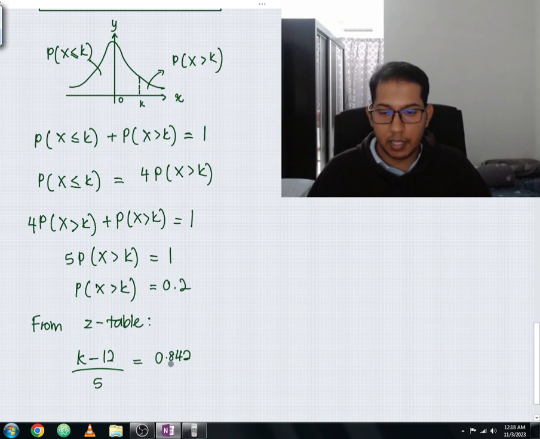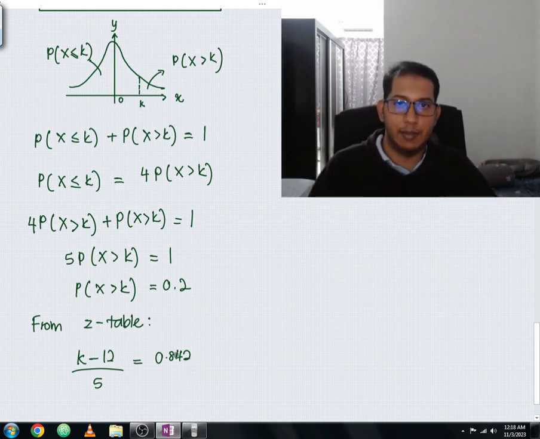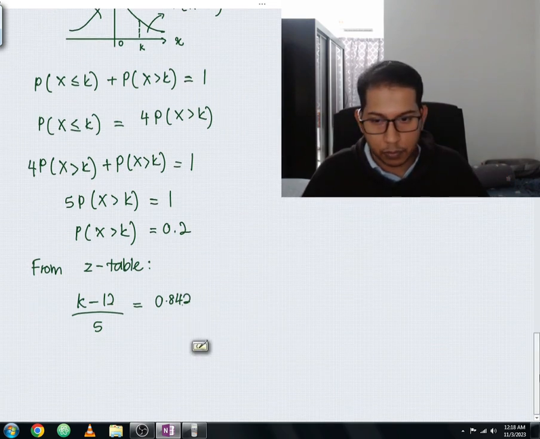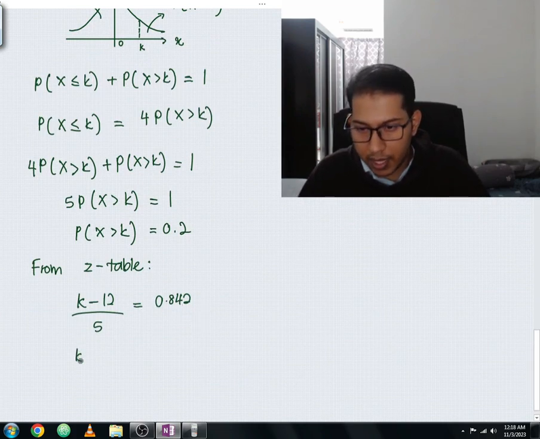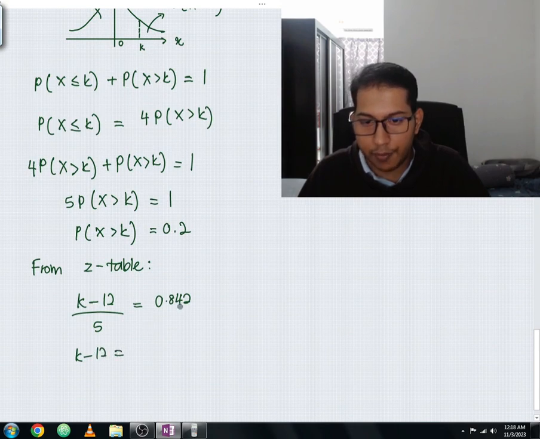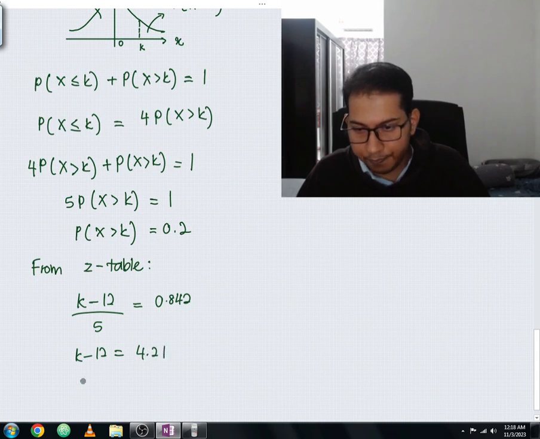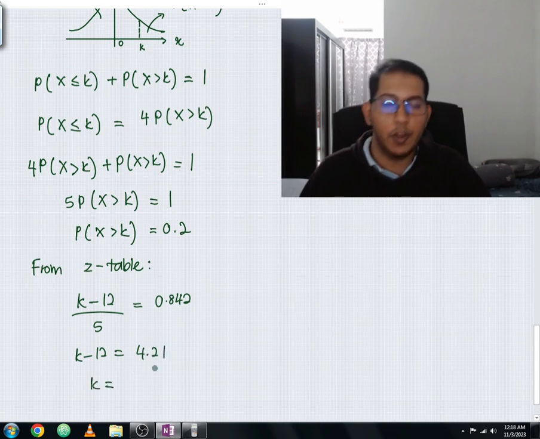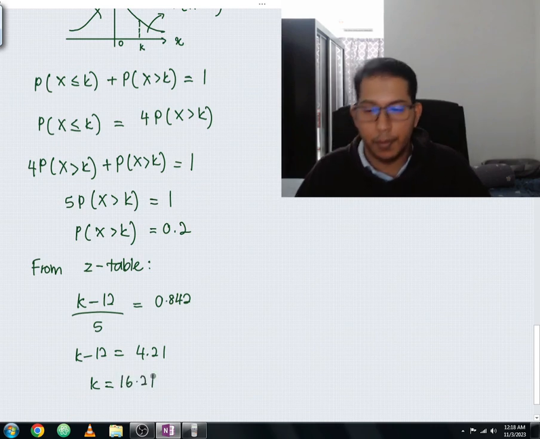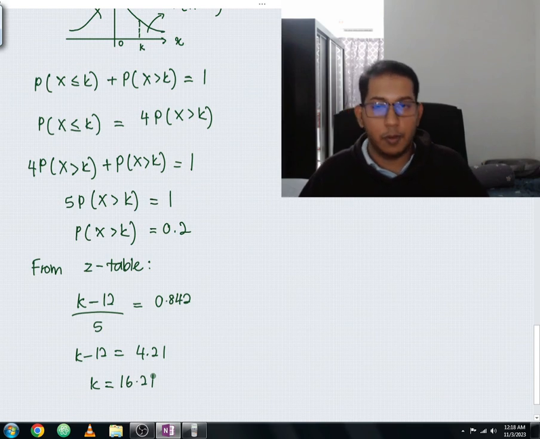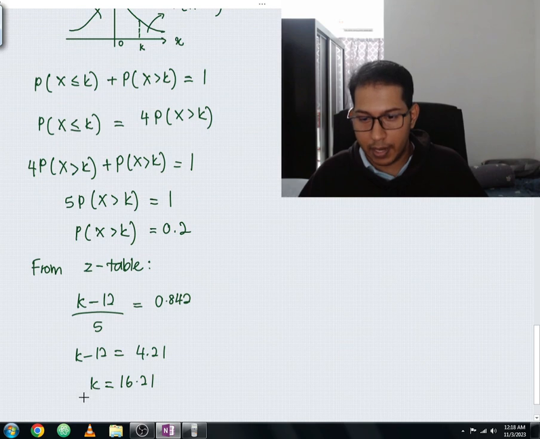Okay guys, this value for your information we get from the Z table. So k minus 12 divided by 5 is equal to 0.842. So k minus 12 is equal to 0.842 times 5, which gives 4.21. To get k, you add 4.21 to 12. So k is equal to 16.21. So this is your answer for question part B. Let me underline the solution.